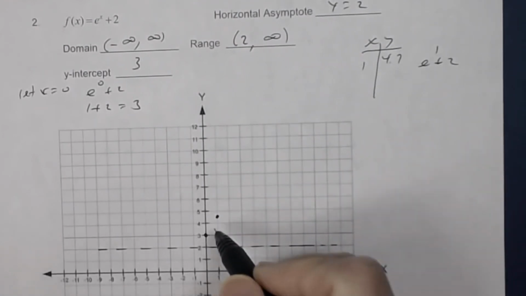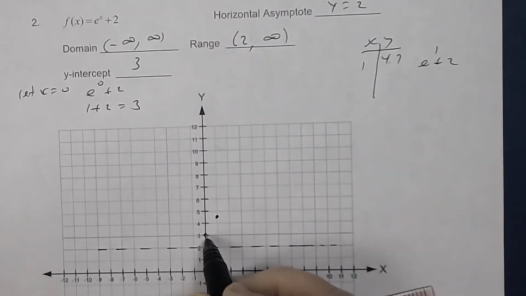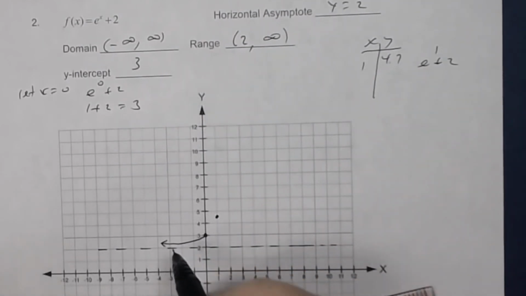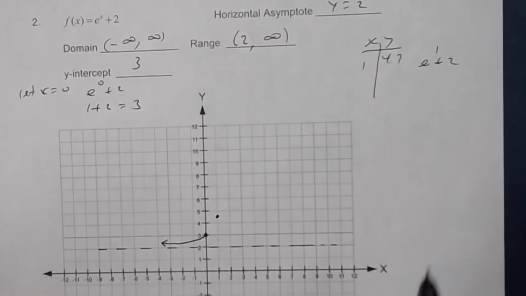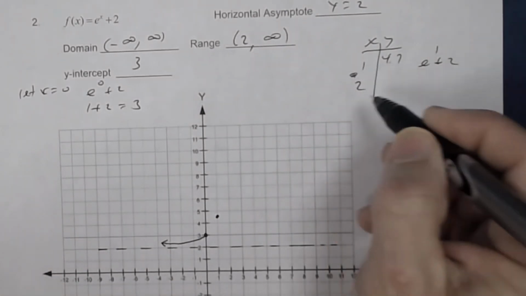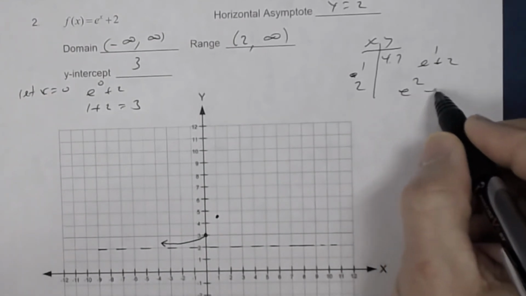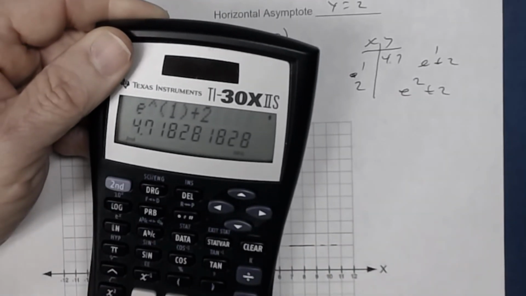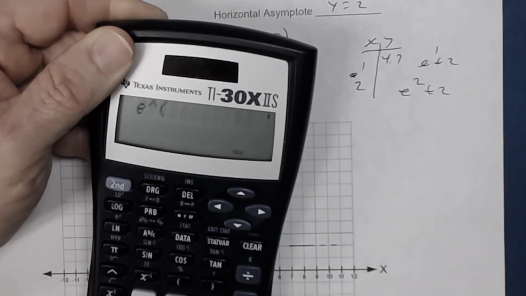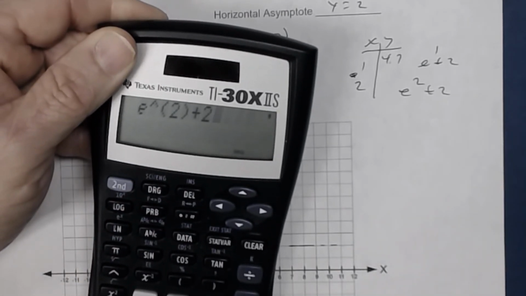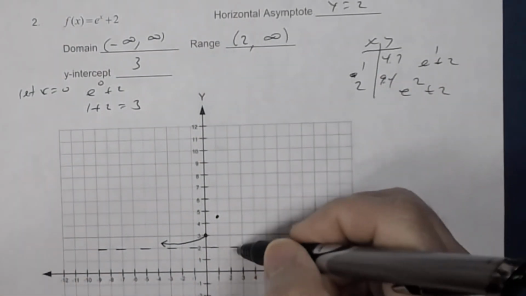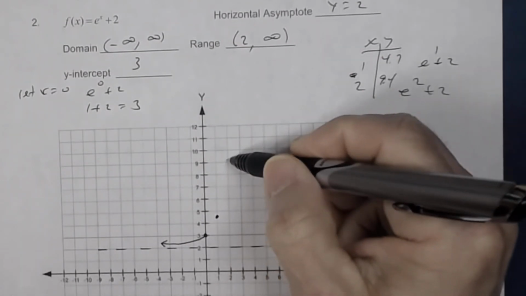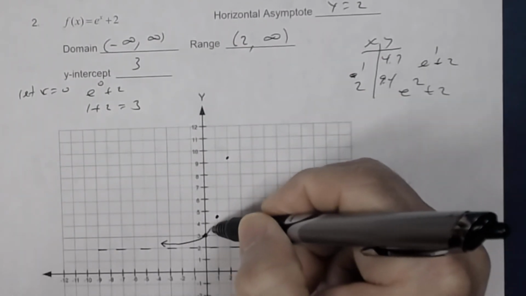All right, so I know the graph's increasing based on that as well. So I know that on this side it's going to do this. Again, make sure you don't go so far that it looks like it crosses the asymptote. All right, and then if x is 2, I get e squared plus 2. So let's see what that is. I get e to the second power, close the parentheses, and then add 2. So about 9.4. So 2, 9.4 is about here. And so you get something that looks like this.